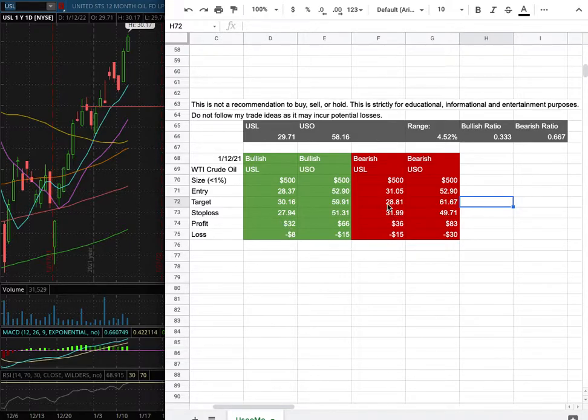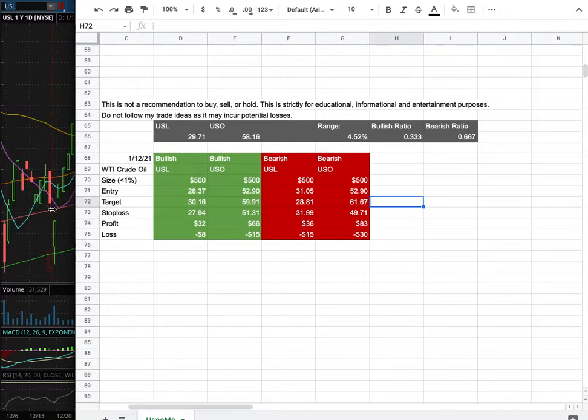However, if I were to open a short position, my entry is at $31.05. My sell target is at $28.81, and my stop loss is at $31.99. So whichever entry price were to hit first, that'll be my position of the week.